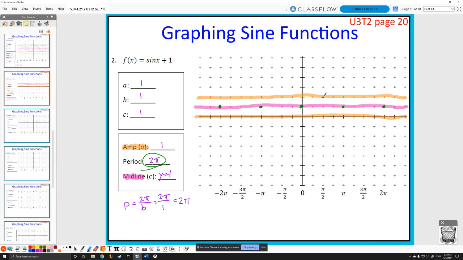Between the first two is my max. This is the first two. That's my max. Between the second two is my minimum. This is my second two. This is my minimum. And I have my graph that looks like this. Now, again, remember that in our case, we're just graphing from negative 2 pi to 2 pi. But in reality, this graph will continue to the left and to the right forever and ever.